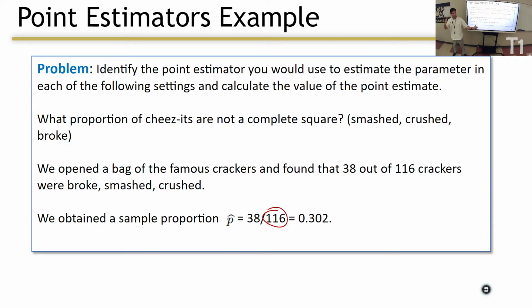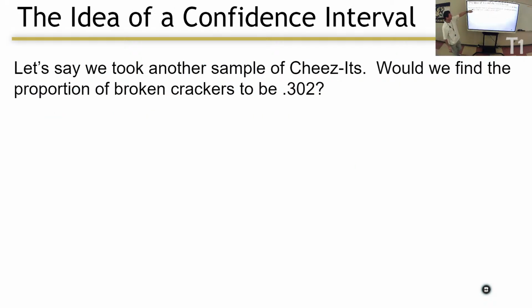But again, just remember all this stuff, right? Is it going to be the same as the population? Probably not. However, that's the point estimate we got to start with. That's what's got to at least give us an idea of what we think it might be. Okay with that? Beautiful. Let's say we took another bag of Cheez-Its. We found the proportion of that to be 0.302.